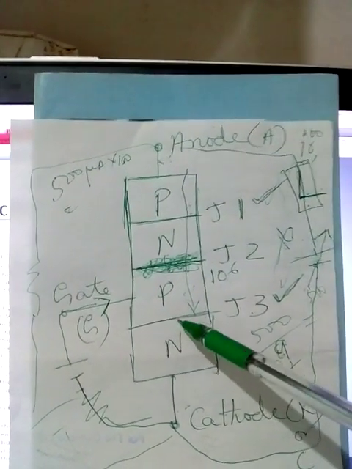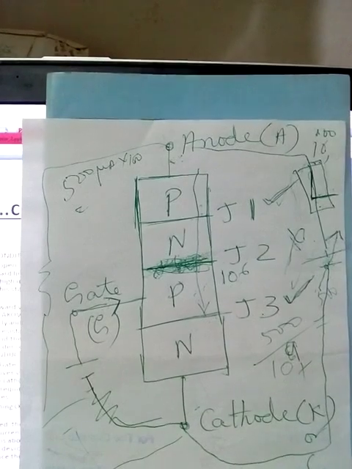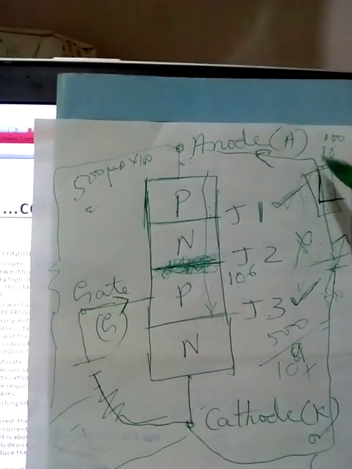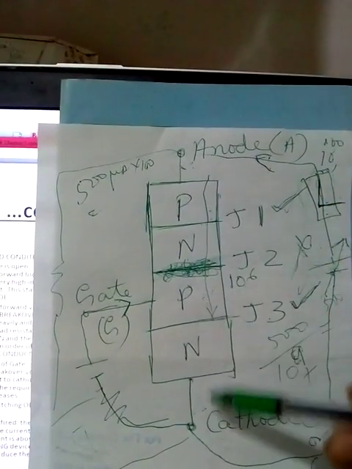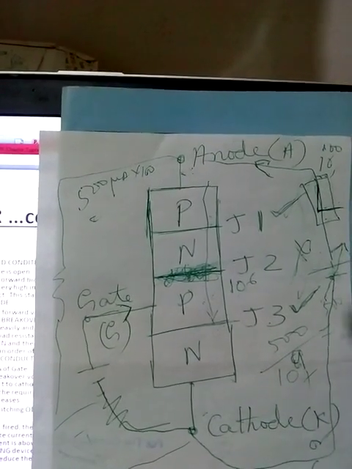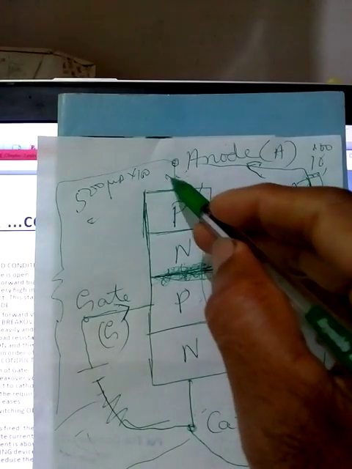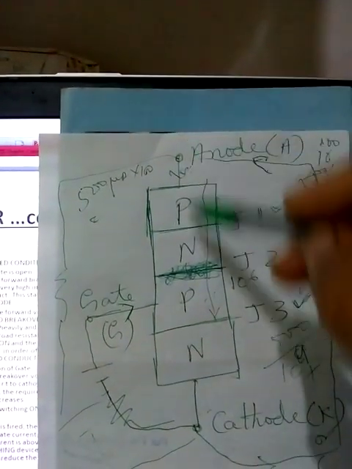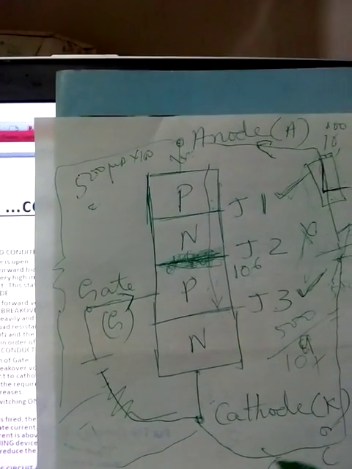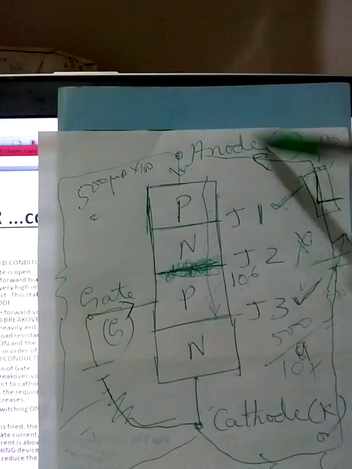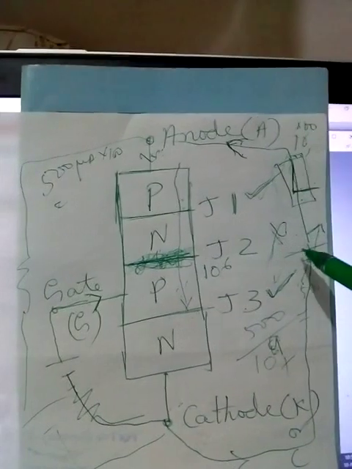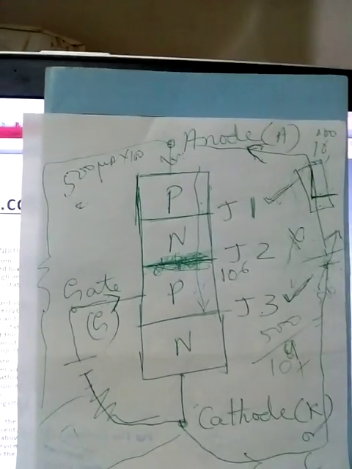SCR is a unilateral device. Hence current flows only in one direction, that is like this, anode to cathode inside the SCR. In the external circuit, it is from cathode to anode. So direction will be like this. You can see within the structure current flows from anode to cathode. Externally current flows from cathode to anode. Anyhow, the direction is like this because the battery polarity is like this. Current flow will be according to the battery polarity.